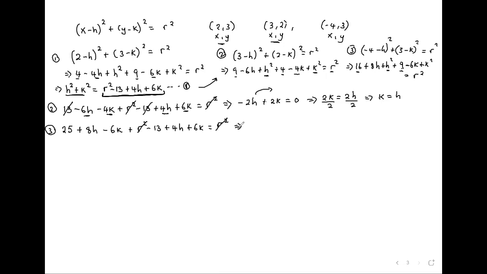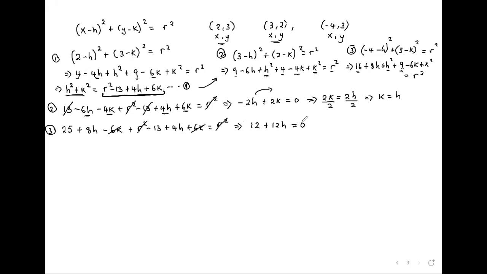Remember on the right now we have 0. So they will simplify. We'll have 25 minus 13. This is 12, positive 12. And then we have 8h plus 4h. That is 12h. And then this is negative 6k. And this is positive 6k. So here we get 0. So I've done it to everything. This guy is equal to 0.